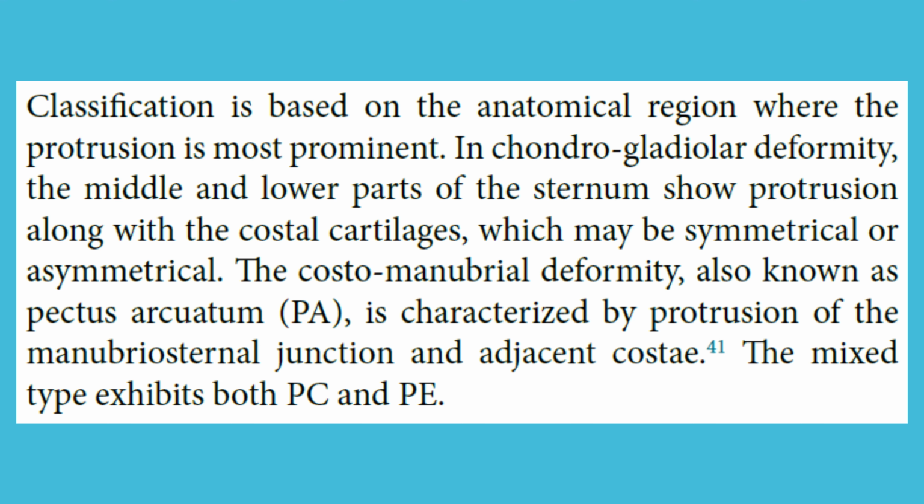Classification is based on the anatomical region where the protrusion is most prominent. In chondrogladiolar deformity, the middle and lower parts of the sternum show protrusion along with the costal cartilages, which may be symmetrical or asymmetrical. The costomanubrial deformity, also known as Pectus arcuatum (PA), is characterized by protrusion of the manubriosternal junction and adjacent costae. The mixed type exhibits both PC and PE.